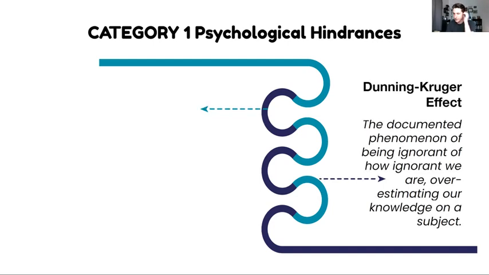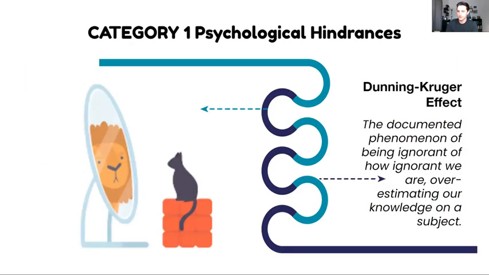Okay, something that we definitely need to talk about in the 21st century is the Dunning-Kruger effect. This is the well-documented phenomenon of being ignorant of how ignorant we are, or overestimating our knowledge on a subject. So what does this mean?